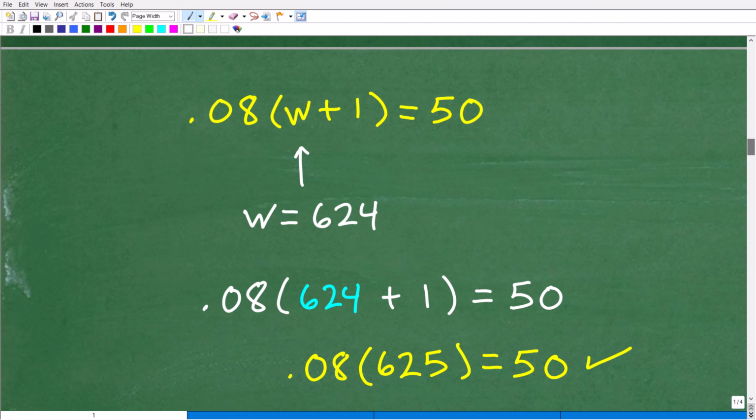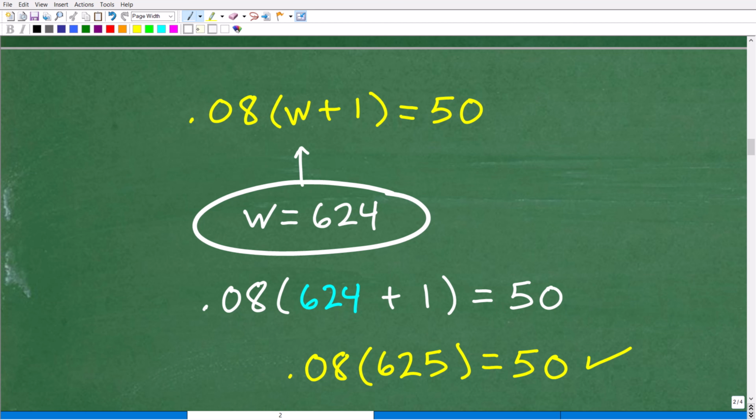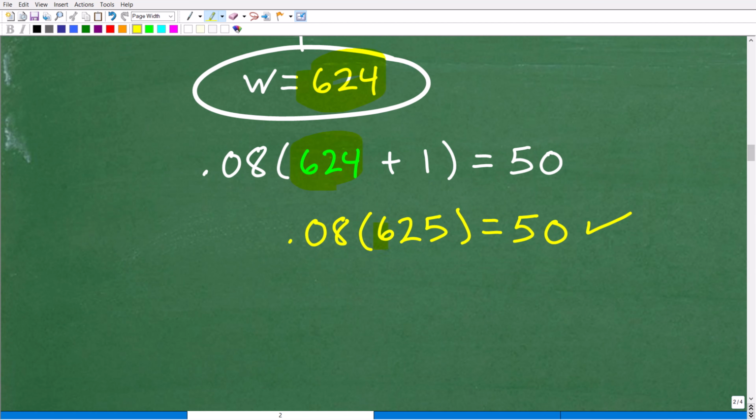All right, now let's go ahead and check this answer here. Let's plug in 624 into where this W is right here. So we'll replace the W with 624, and then we'll just check this out and make sure that we indeed did this right. So this is going to be 624 plus 1. Okay, so 624 plus 1, last time I checked, is 625.